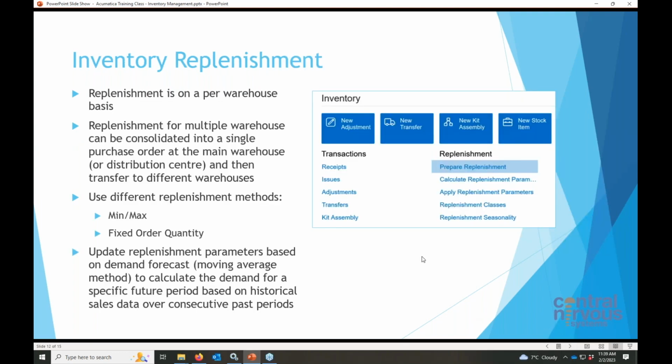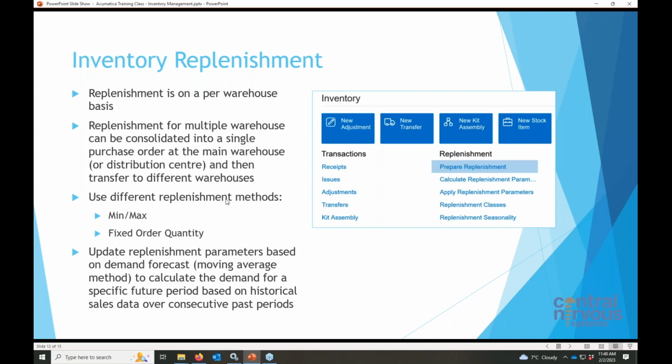Next thing is inventory replenishment. So inventory replenishment is on a per warehouse basis. Replenishment for multiple warehouses can be consolidated into a single purchase order at the main warehouse and then transferred to different warehouses. So again, we had that example where we're bringing product into warehouse 2 and or warehouse 1, and then from warehouse 1 it could be transferred over into warehouse 2 or replenished stock into retail 1.